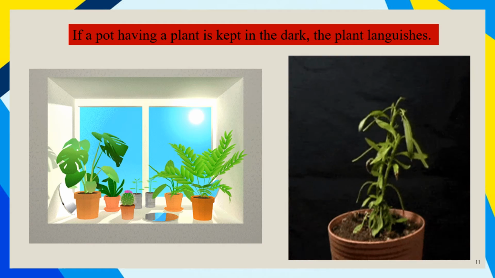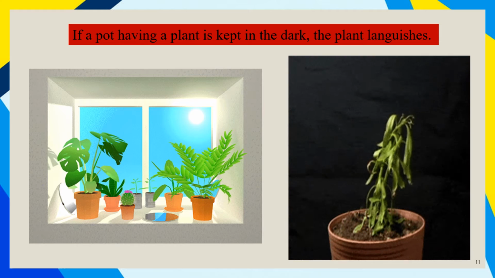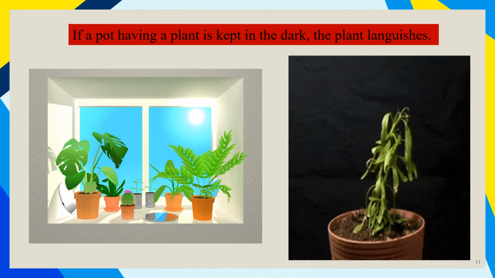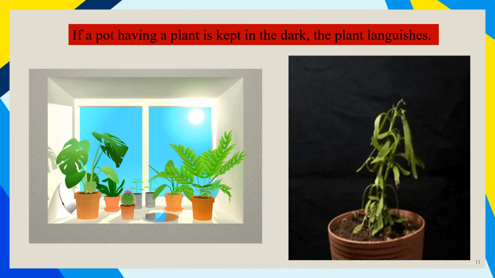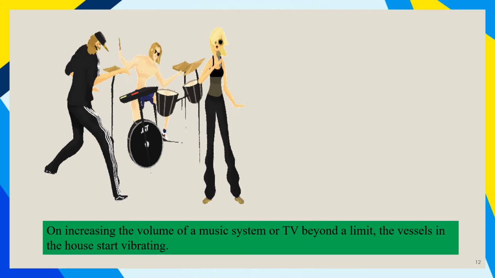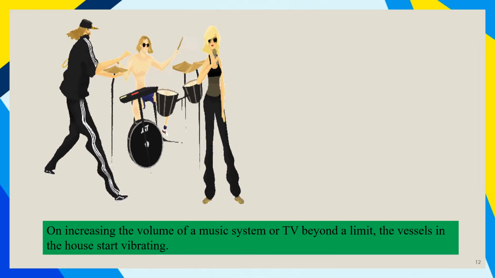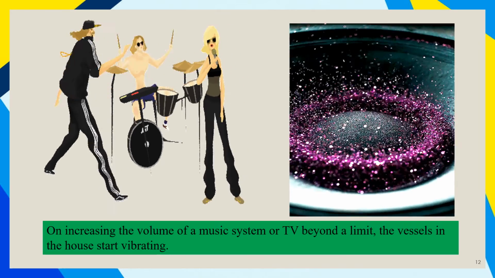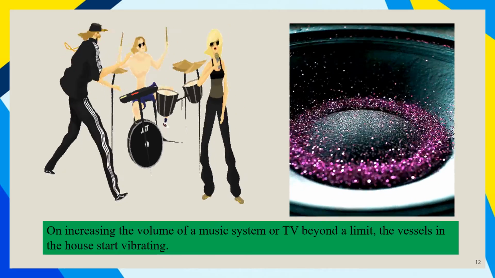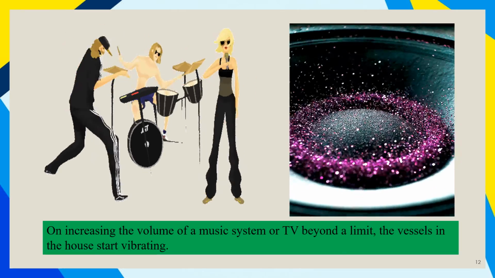And if they're not getting food, they will die. And similar to that, if the plant is kept in a dark region or in an area where it does not get sunlight, it won't get energy to prepare the food, and because of that, it will die. Now here, if you hear loud music being played, if there is too much loud sound in your house or nearby, if there is a DJ being played, you will notice that the vessels in the house start to vibrate. Now, this is because of an energy which is being produced because of the music which is very loud, right?